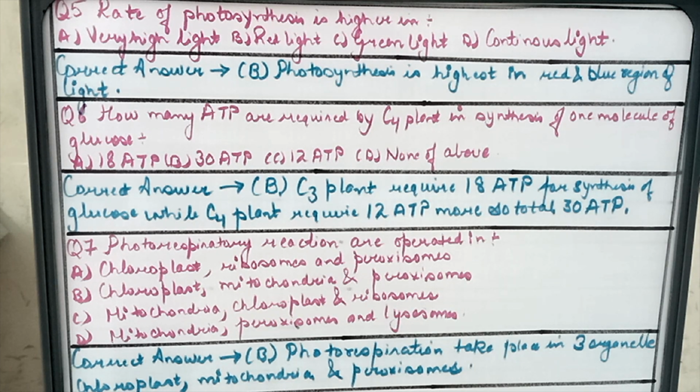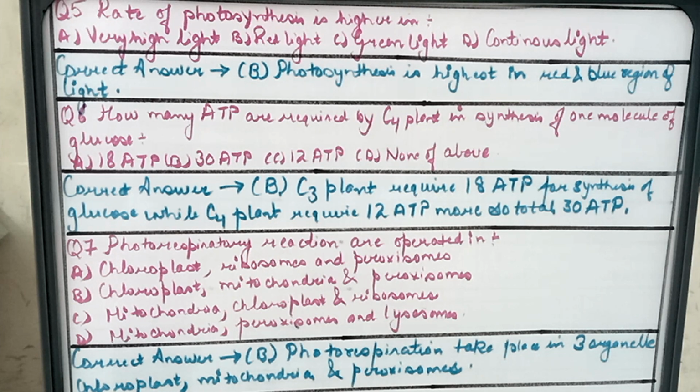So C4 plant would require 30 ATP in total so as to form one molecule of glucose. So answer would be B, 30. Since C4 plants require 12 more ATP as compared to C3 plant. C3 plant require 18 ATP. Now let's go to question number 7.